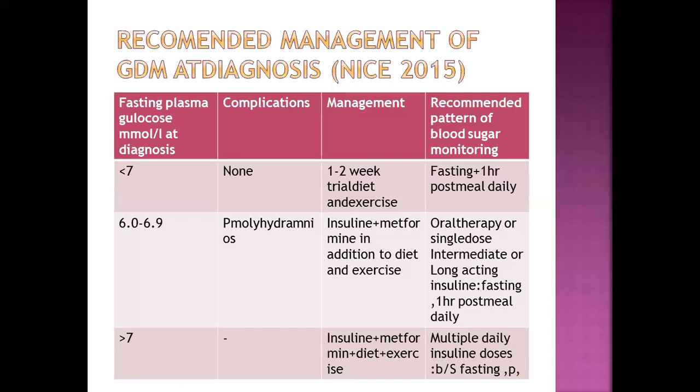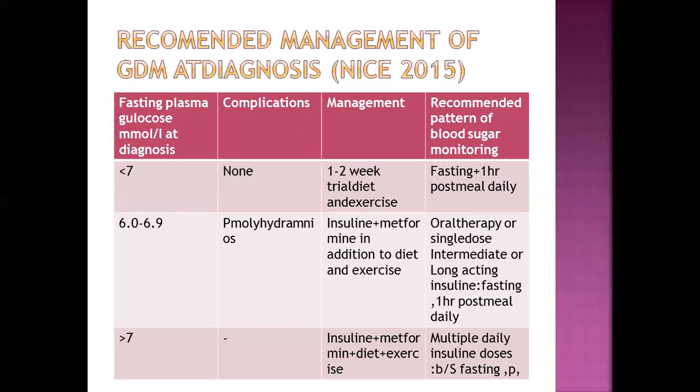The recommended pattern of blood sugar monitoring is fasting and 1 hour post meal daily. She should keep doing this for 2 weeks. If it remains normal, fine. In another patient, if the blood sugar is 6 to 6.9, which is less than 7, but along with it she has complications like polyhydramnios, or you feel that there is macrosomia, then insulin plus metformin in addition to the diet and exercise should be advised.